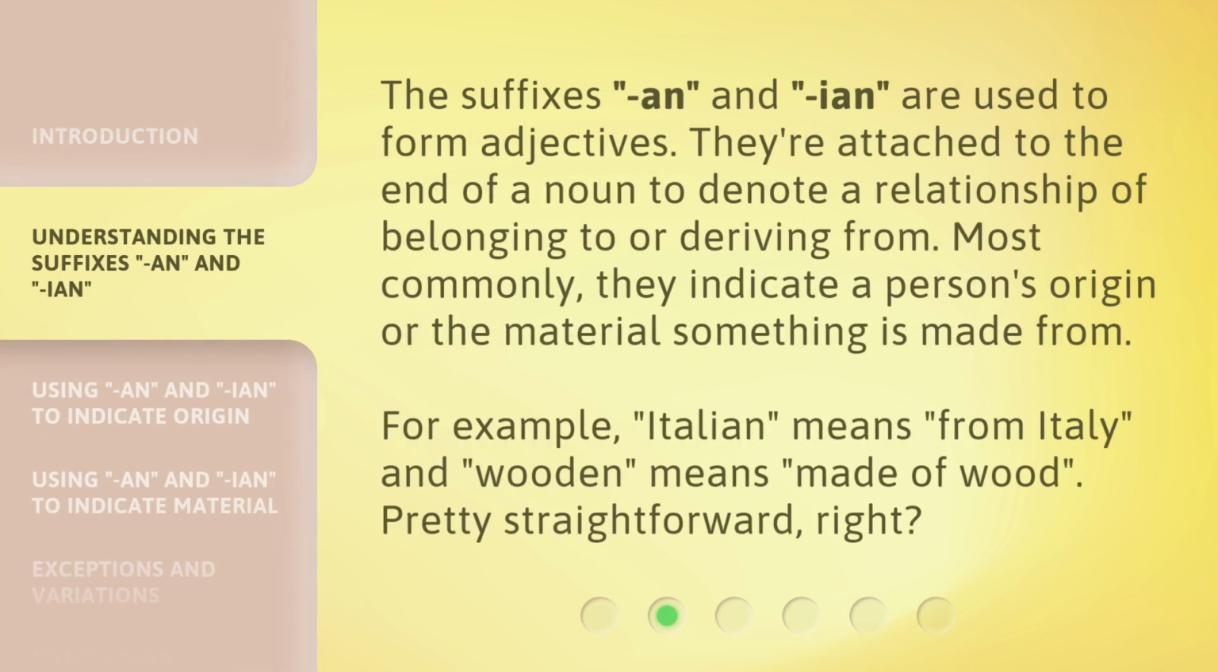The suffixes -en and -ian are used to form adjectives. They're attached to the end of a noun to denote a relationship of belonging to or deriving from. Most commonly, they indicate a person's origin or the material something is made from. For example, Italian means from Italy, and wooden means made of wood. Pretty straightforward, right?